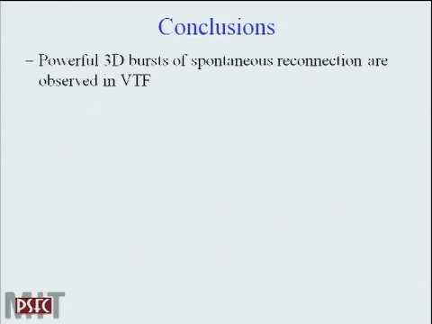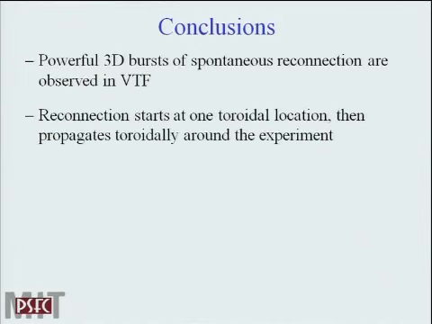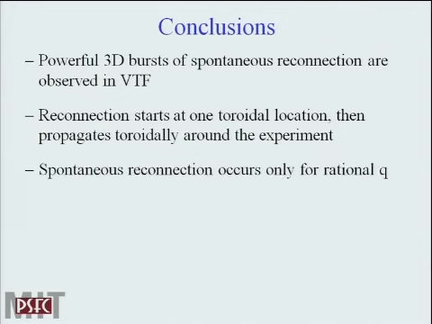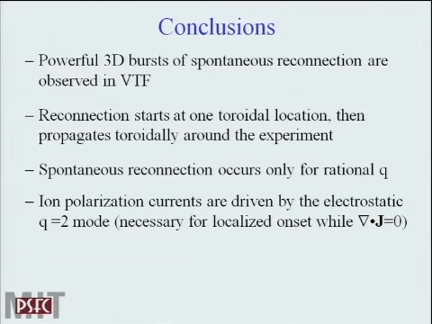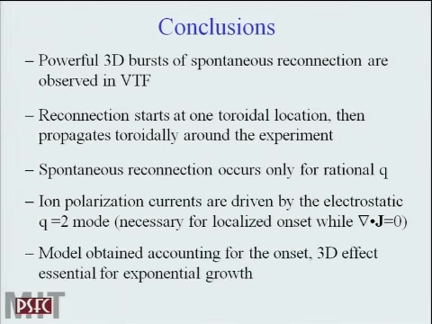So yeah, my conclusions. We have seen some powerful bursts of 3D reconnection. It starts at one toroidal location and propagates around the experiment. It occurs only for rational values of this q, like a tokamak q. And it's associated with these q equal 2 modes, and we believe that the symmetry breaking that the q equal 2 mode or q equal 3 mode gives is essential to maintain div J being 0 during the onset. And then we have this very crude model that seems to predict a growth rate that is consistent with the experimentally observed.